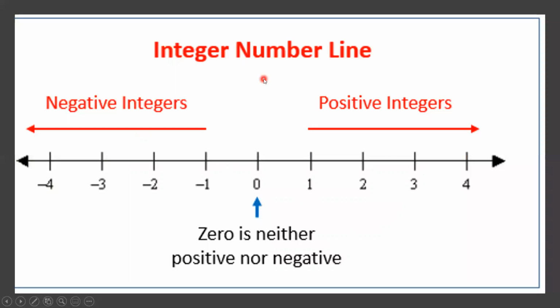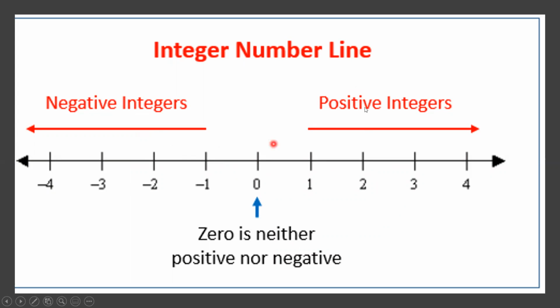Okay guys, before that we need to know what the integer number line is. The number line is very important when we're doing inequalities. So as you can see, this is a basic number line. The numbers on the right side of 0 are positive numbers, and the numbers on the left hand side are negative numbers.